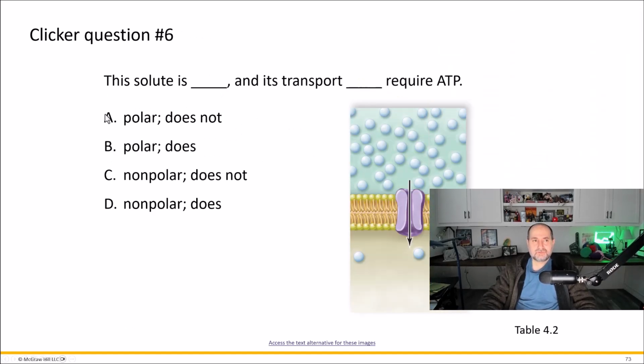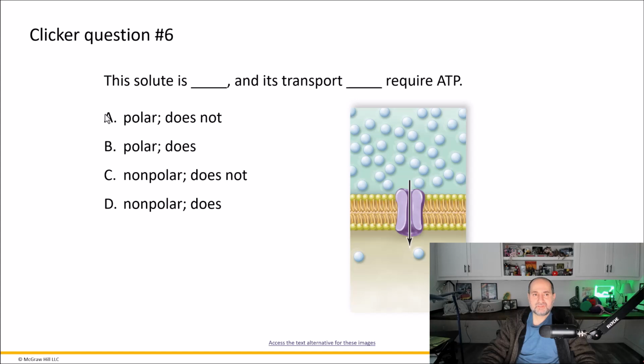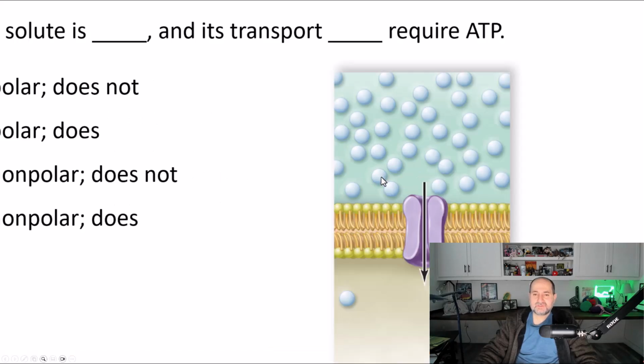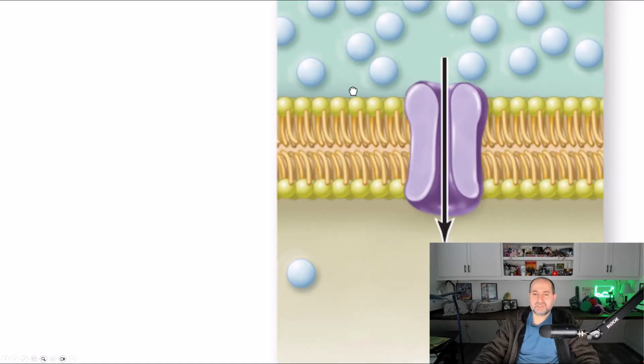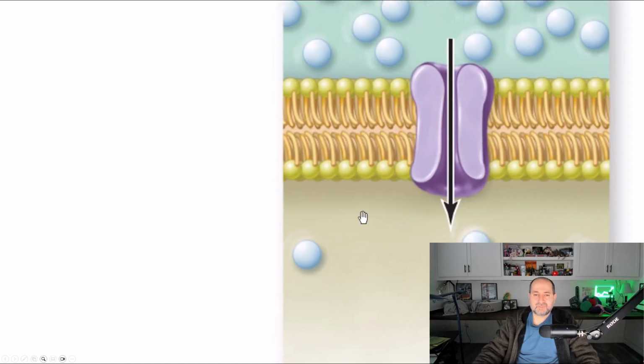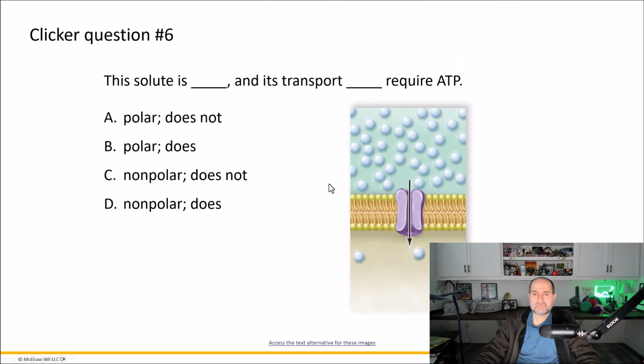So here, let's do clicker question number 6. This solute, is it polar or nonpolar? Well, it appears that the solute is crossing through a transport protein. And remember, only polar substances or ions have to cross through transport proteins. If this solute was nonpolar, it could go directly through the membrane by simple diffusion. So it has to be polar.